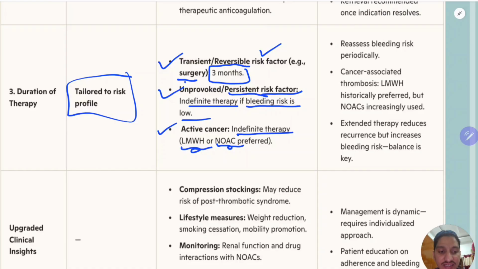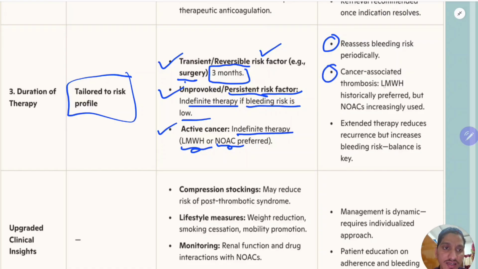But if the risk is persistent, or if it is unprovoked DVT, for example the patient has some hereditary thrombophilia, then it is indefinite therapy. And for active cancer also it is indefinite therapy. Reassess the bleeding risk periodically.